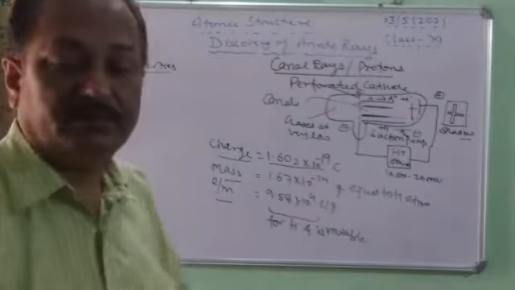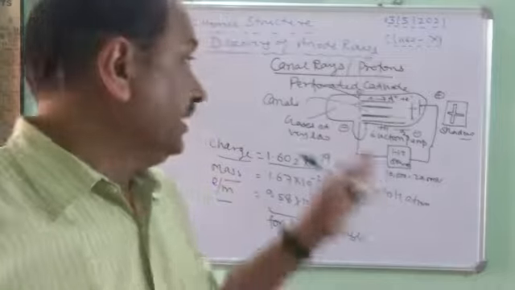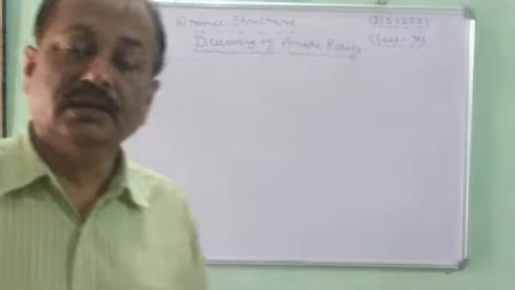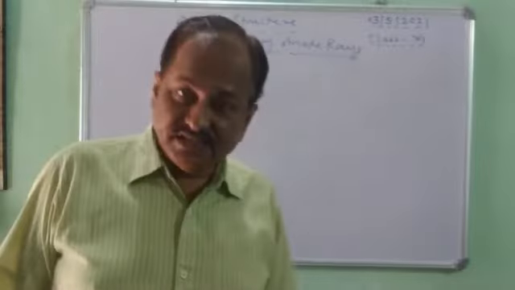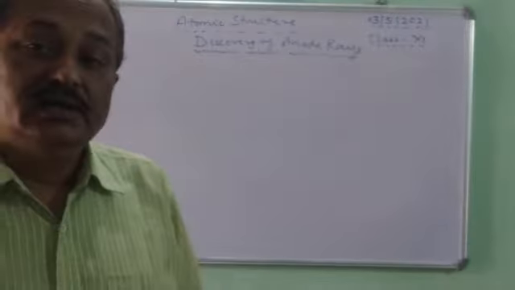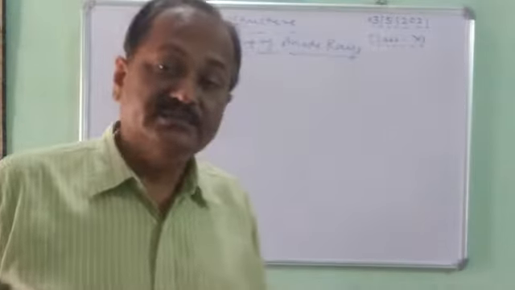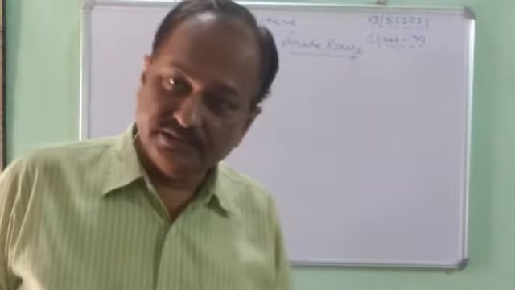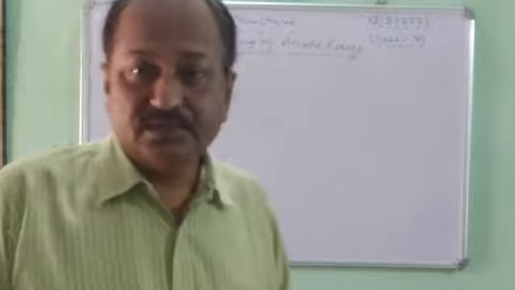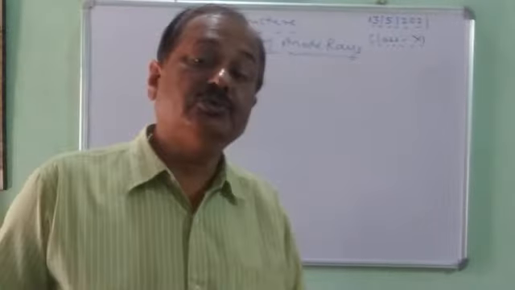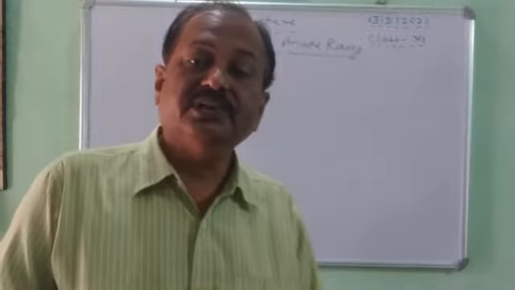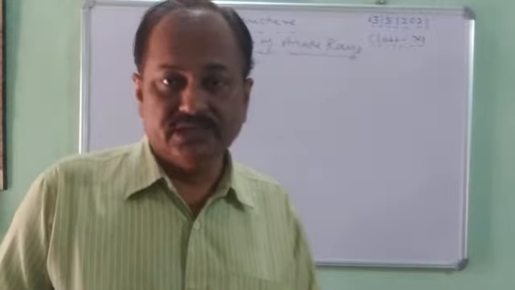So this is all about the canal rays or anode rays. Now students, today we will see another particle present in an atom, and it is nothing but the anode ray. Children, atoms are electrically neutral. Atoms do not have any charge, and it is due to the presence of an equal number of electrons and protons.